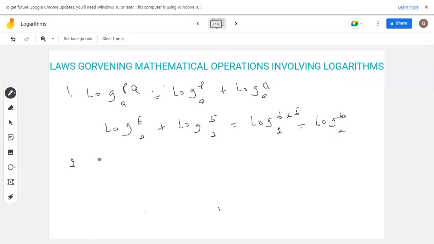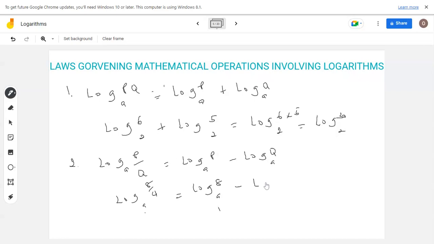We consider the second law. It tells us log P divided by Q base A is equal to log P base A minus log Q base A. In mathematics, we can have its application like this: log 8 over 4 base A is the same thing as log 8 base A minus log 4 base A.